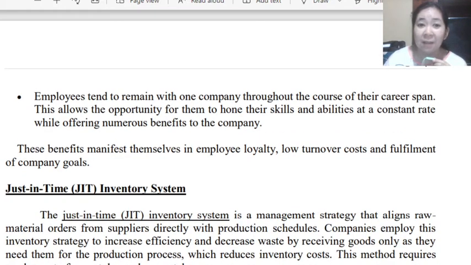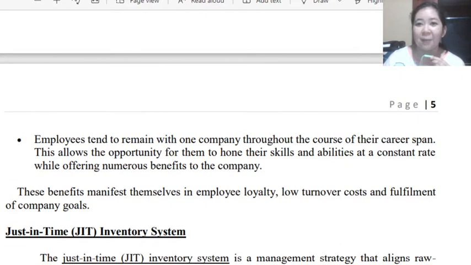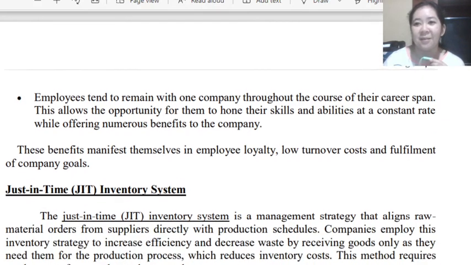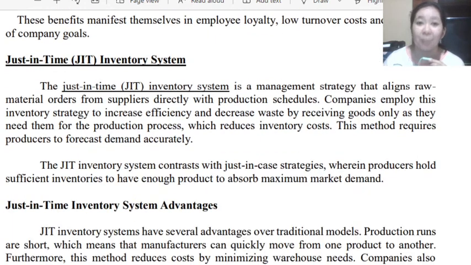So these benefits manifest themselves in employee loyalty. Because of this, there is low turnover cost and the company fulfills their goals. So this is where JIT originates. That's why the terms that we use are Japanese terms. So that's how it was born there.